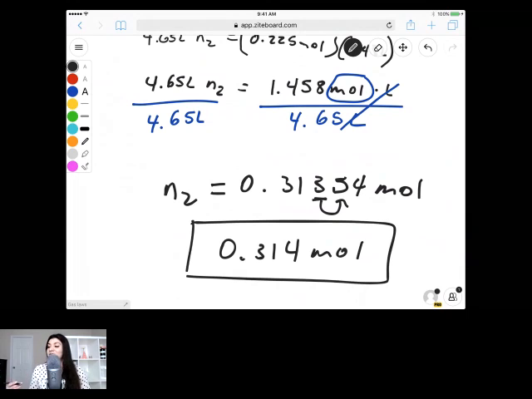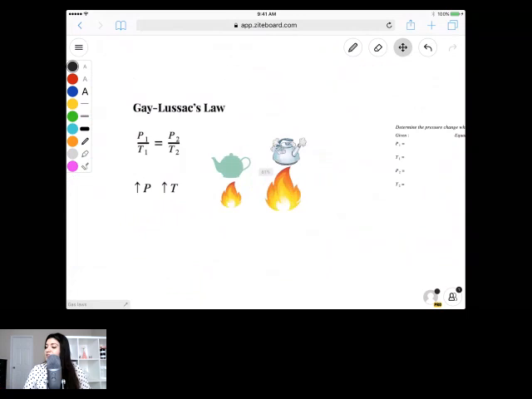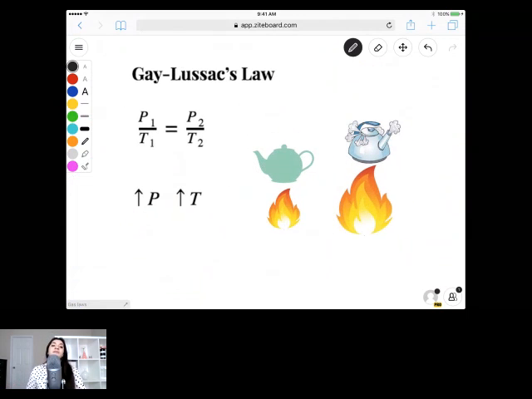Let's keep going. There's so many more, I know. All right, next little image that I got for you, next other type of gas law that you'll see. So this is Gay-Lussac's law. Now, this is comparing pressure and temperature. And as you can tell, I have a tea kettle, and I want you to imagine that that tea kettle is on a stove.